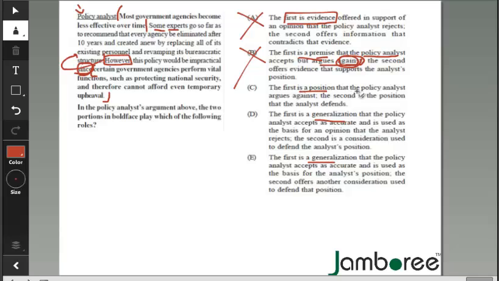The first is a position that the analyst argues against. Same problem. The policy analyst, or the author, is not saying anywhere that he thinks the agencies do not become less effective. Is he saying that anywhere, or proving it anywhere? He's not even talking about whether the government agencies become or do not become less effective, right? Yes?